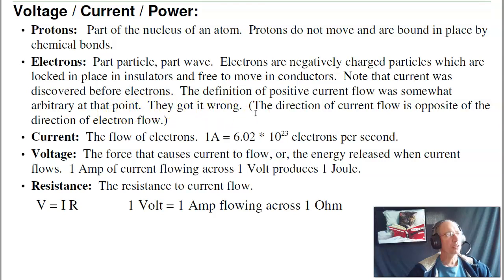The voltage is the force that causes the current to flow, or another way to think of it, it's the energy released when current flows. 1 amp flowing across 1 volt produces 1 joule of energy. And resistance is the resistance to current flow. The basic equation we use throughout electrical engineering is V equals IR. 1 volt is equal to 1 amp times 1 ohm.